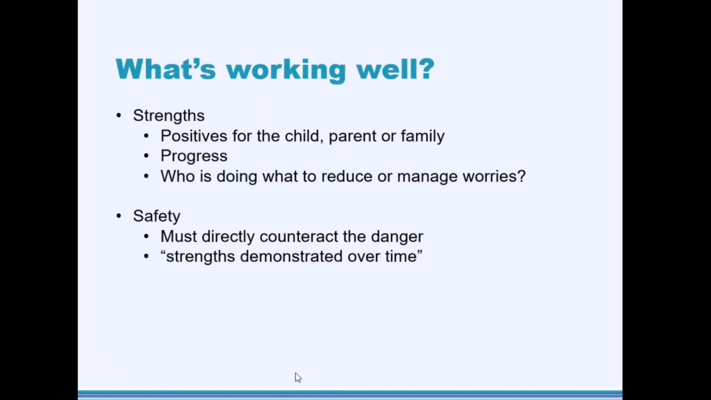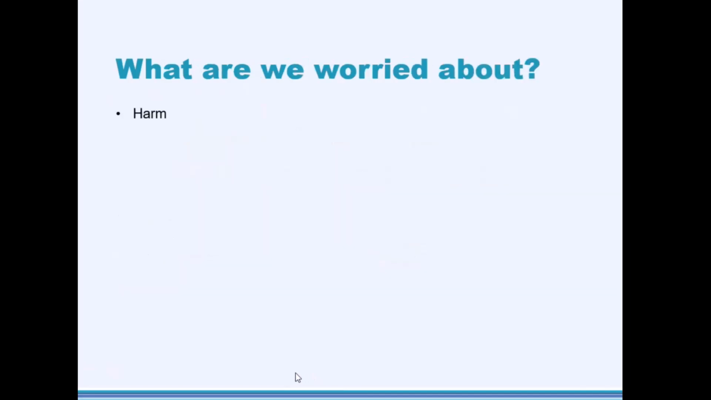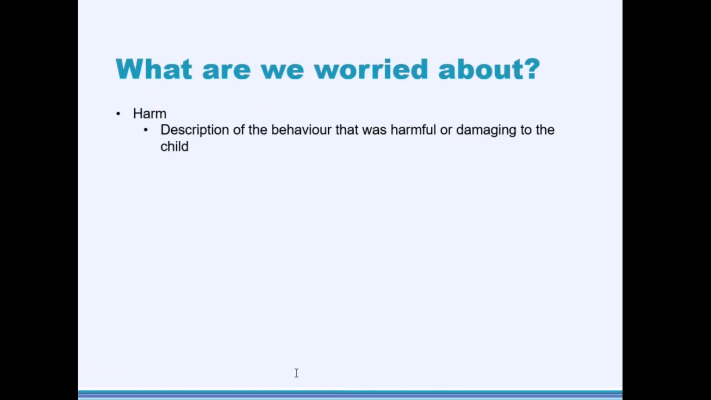So moving into the worries column, harm. So simply put, a description of behaviour that was harmful or damaging to the child. So when we say behaviour, doesn't mean a child's behaviour necessarily, it's who's doing what that is causing harm. So if someone is using drugs or is experiencing poor mental health to the degree that they cannot get out of bed and care for their young children, that is an example of the behaviour. So it's not just mental health or neglect or domestic abuse, describing who is doing what to who.